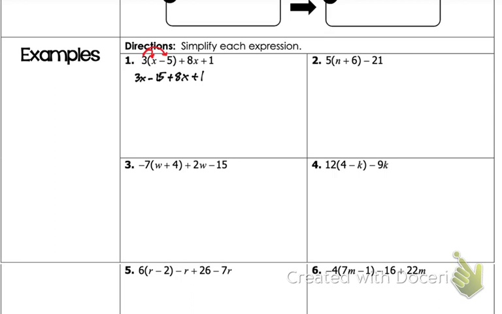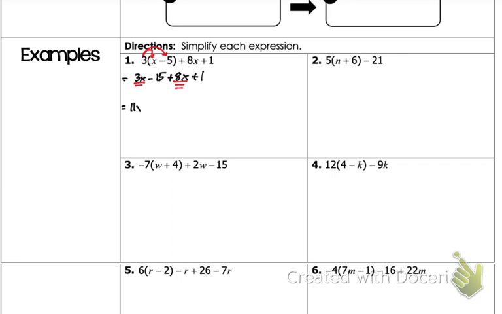Is this fully simplified because I'm done distributing? No. Do I have like terms? Yes, I have like terms that I need to combine. So the first like terms I see are that 3x and that positive 8x. What happens if I have 3 x's and I add 8 more to the pile? 11. I have 11 x's.